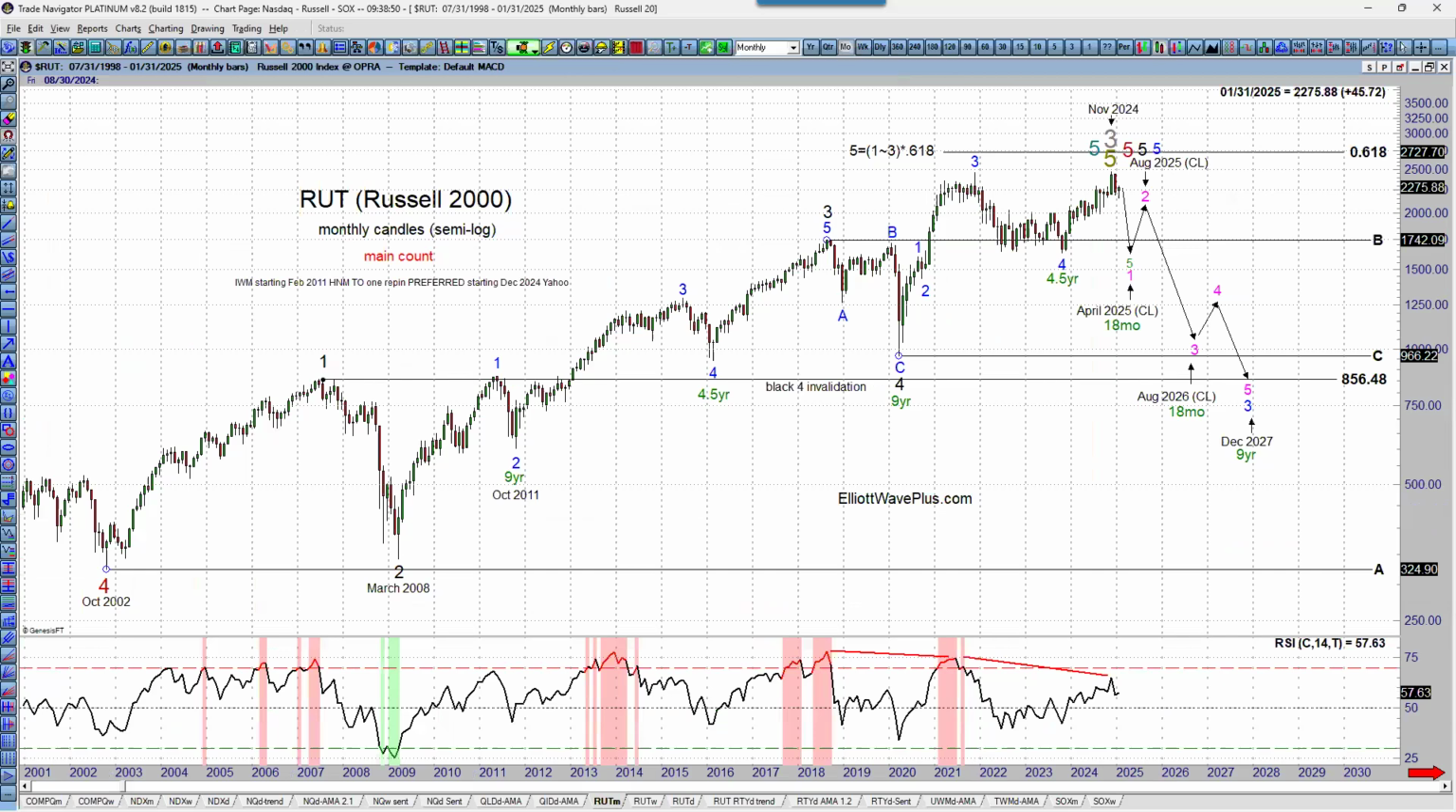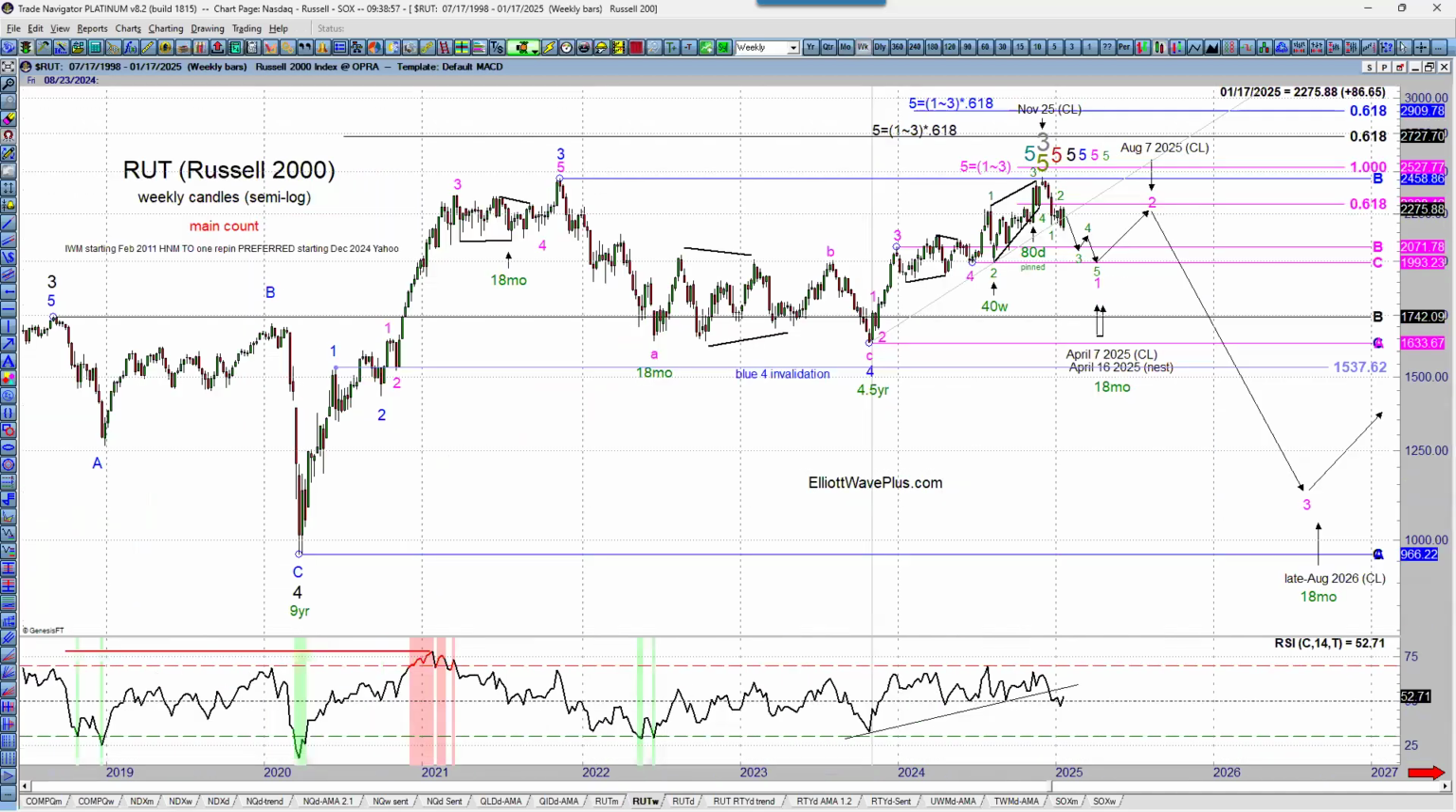The Russell. So on the Russell, my main count is that the top is in. I really think that's going to stand. I don't think the Russell is going to be able to move back above its November 25 all-time high. Notice that it was only able on an intra-week basis to make a new high above the high back here in November 2021.